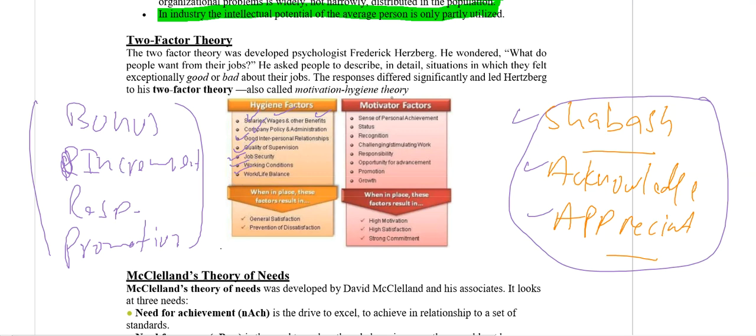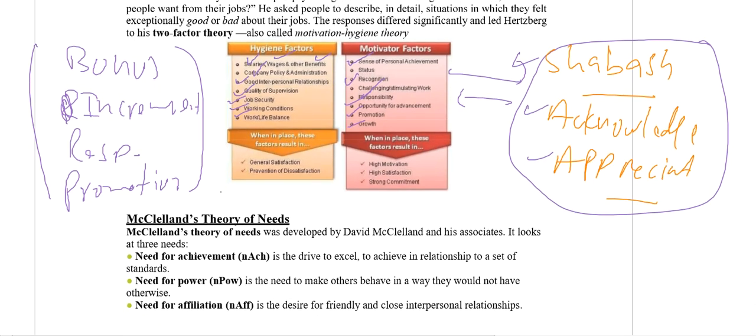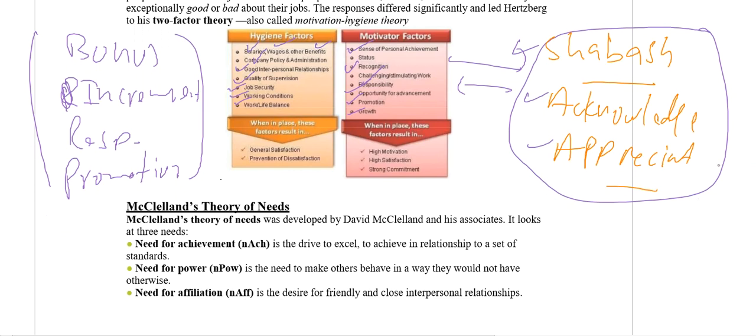These are hygiene. On the other hand, what are the motivator factors? Motivator factors are these factors where we just give a sense of personal achievement, status, recognition, more responsibility, opportunity of advancement, promotion, growth. So these are the things which are given here. So there are two different types of motivation, which are called hygiene and motivator factors. So we can understand this from intrinsic and extrinsic motivation.